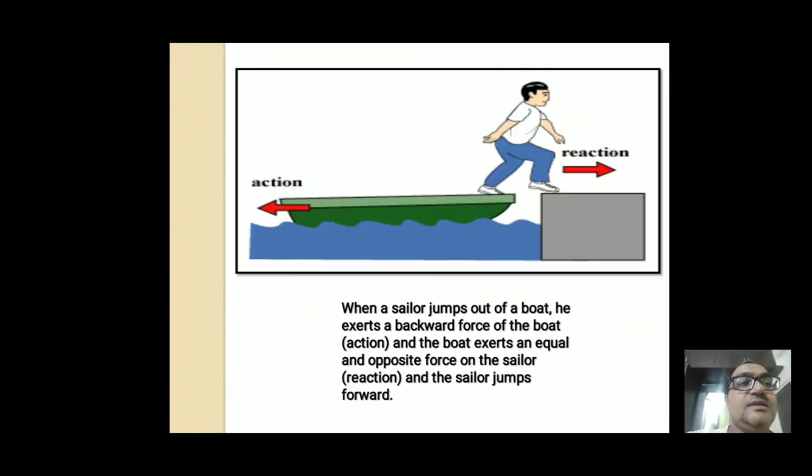Yes, this is the next example. When a sailor jumps out of a boat, you can see it in the picture, he exerts a backward force on the boat, so that is called the action, and the boat exerts an equal and opposite force on the sailor, so that is called the reaction, and the sailor jumps forward. So this is a very easy example, students.